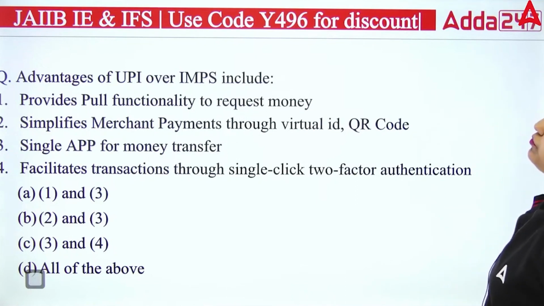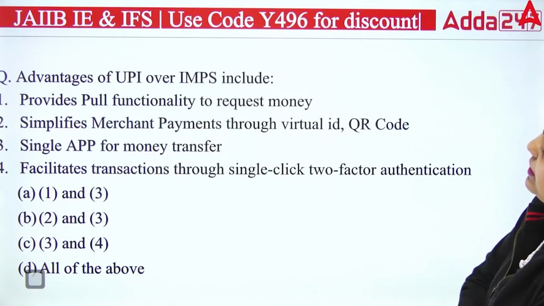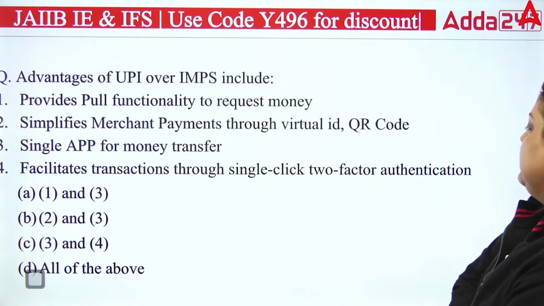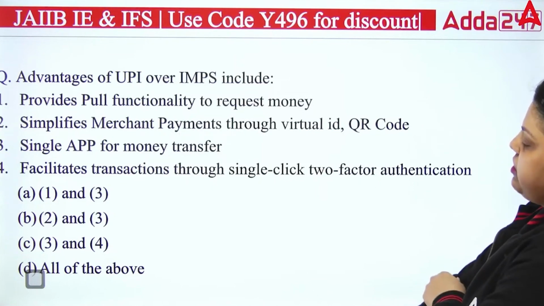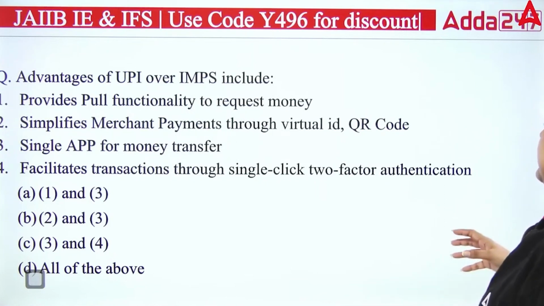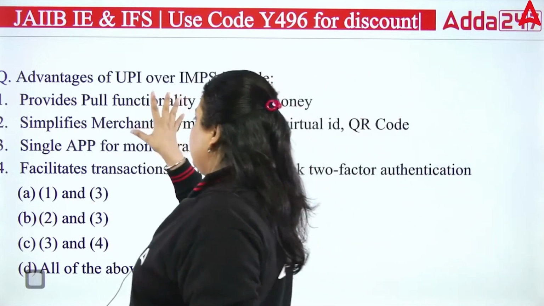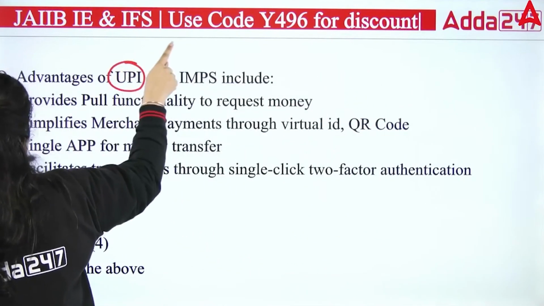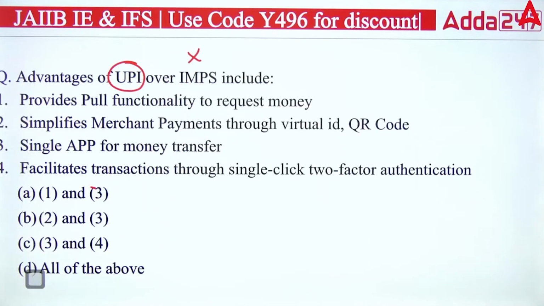First is saying provide full functionality to request money. Second, simplifies merchant payments through virtual ID QR code. Third, single app for money transfer. Fourth, facilitates transaction through single click 2-factor authentication. So out of these 4 advantages that are written here, what are the advantages available in UPI but not in IMPS? A, B, C or D? Which of the following is correct?